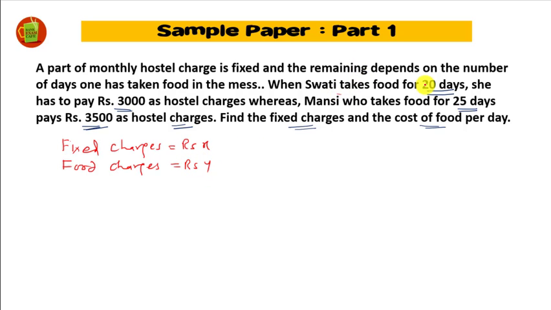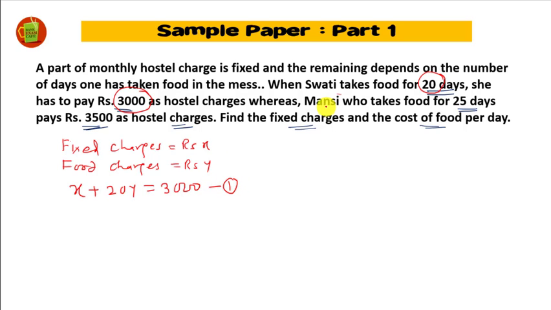Now Swati takes food for 20 days, and the fixed charges will be same. So your equation will be what? x, the fixed charges, plus the food charges for 20 days. So food charges for 20 days will be 20 into y, so it will be 20y. Together she has to pay rupees 3000 for 20 days, so x + 20y = 3000. This is equation number 1.